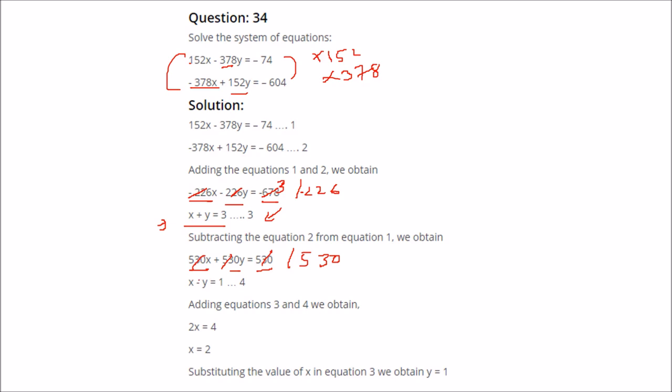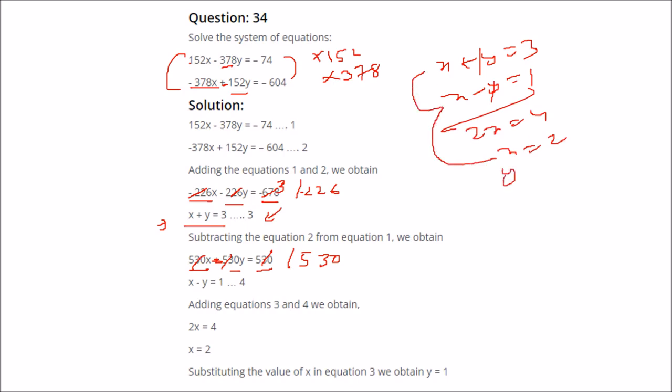So these are two equations which we got here, right? When we subtracted them, it has to be minus, right? So this is minus. Now we have two equations, x plus y equal to 3 and x minus y equal to 1. Add them. This gets cancelled. 2x will be equal to 4, x will be equal to 2. Put this x equal to 2 in any of these equations, y will be equal to 1. So this is the solution.